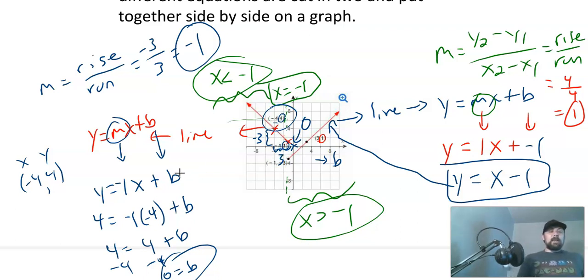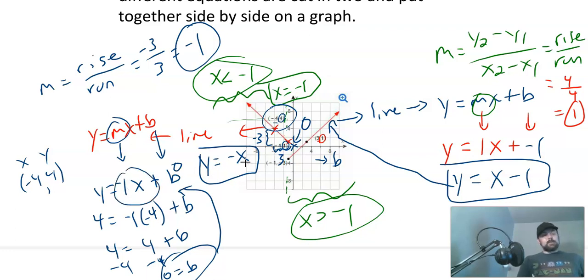And so b is going to be 0, so we can plug that in. So we get the equation y equals just -x, right? Because we're going to plug in 0 for b. -1 times x is just -x. And that's going to be the equation of the line on the left-hand side.